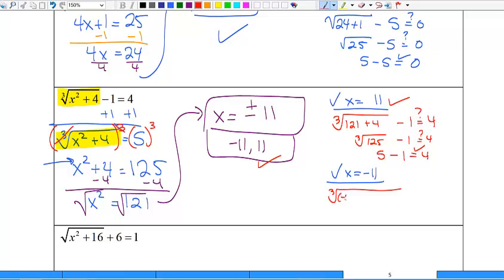On the next one, I'll plug in negative 11. Negative 11 times negative 11 is positive 121. Here we get what? It's the cube root of 125 less 1 equals 4. And look, it's the same as the original one up top, so that's 5 minus 1, which is 4.